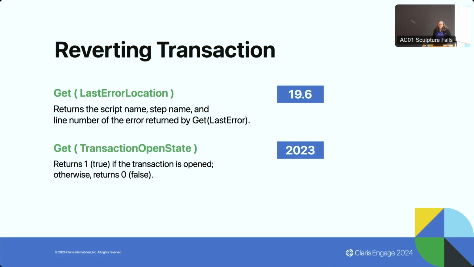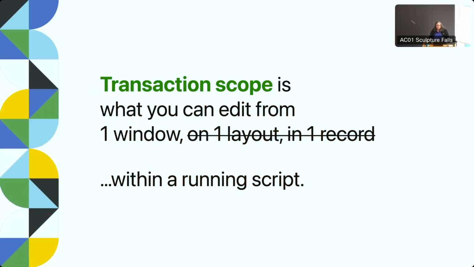It also added a couple of functions that are helpful. So get last error location came in with 19.6, and then with version 20, which they named the whole thing 2023, it's version 20, get transaction open state. That's really useful because now you can check if you're in a transaction or not. You'll know why in a second.